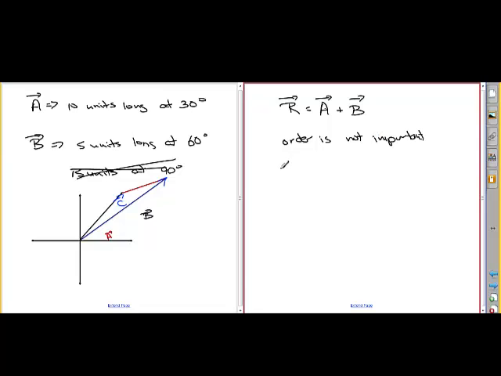In addition, it's just like algebraically. And if you have three vectors, then you do the same thing. So let's go ahead and look at an example of how you would add three vectors graphically.